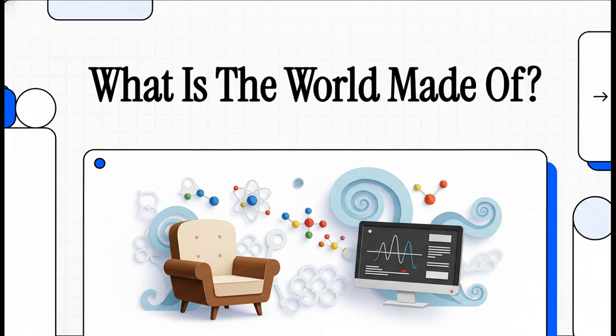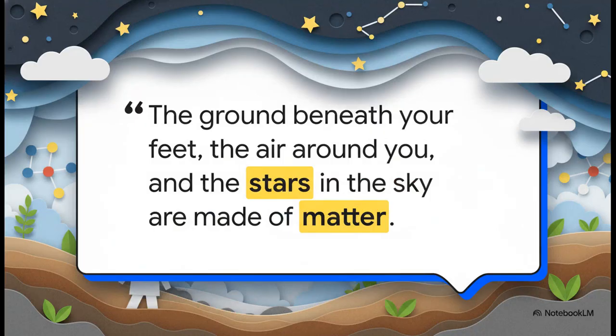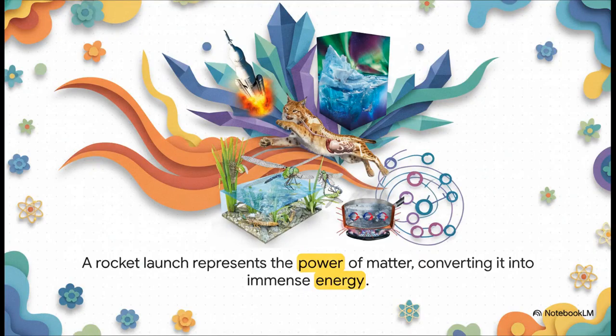Well, scientists have a name for all that stuff. They call it matter. And this really says it all, doesn't it? The ground beneath your feet, the air around you, and the stars in the sky are made of matter. You are made of matter too. It's literally everything. And the sheer variety of matter is just mind-boggling.